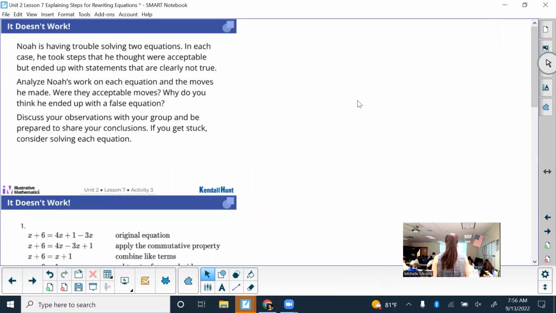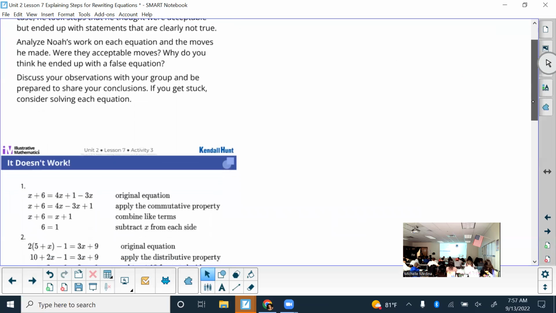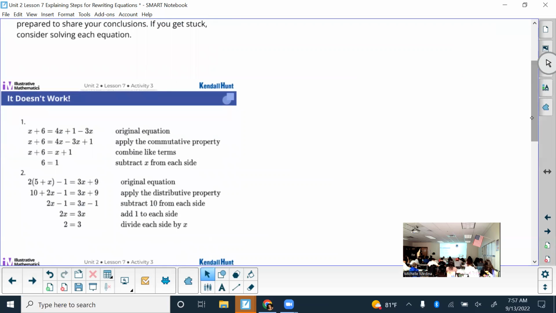So Noah's having trouble solving 2 equations. In each case, he took steps that he thought were acceptable that ended up with statements that were clearly not true. Analyze his work on each equation and mark the acceptable moves. Why do you think he ended up with a false equation? Discuss your observations with your group and or your partner, or at least you better look at it yourself. Very minimum, better look at it yourself. And be prepared to share your conclusions. If you get stuck, consider solving each equation.